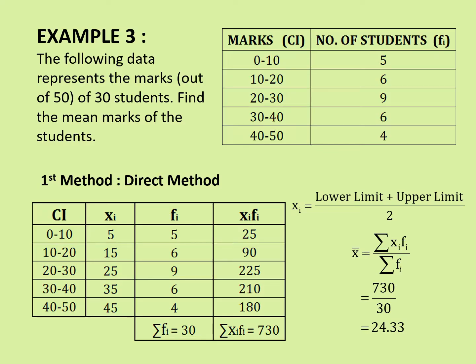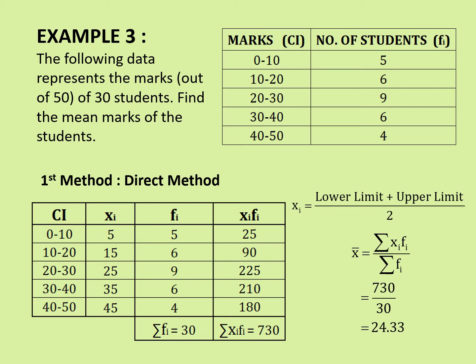So the first one, where we have continuous data and we are using direct method. So first thing is we need to convert class intervals into xi. So class interval is, for example, 0 to 10, 10 to 20, 20 to 30, 30 to 40, 40 to 50. So xi is class mark, that is lower limit plus upper limit by 2.